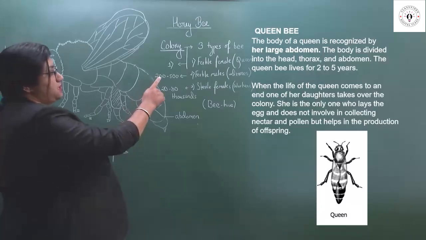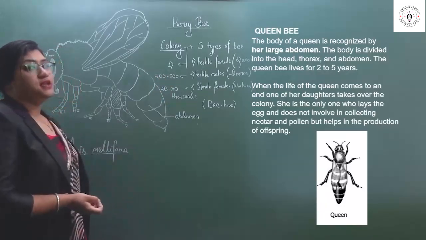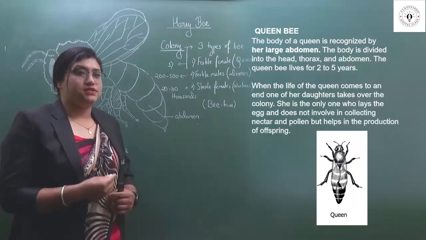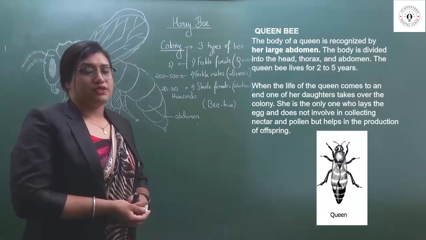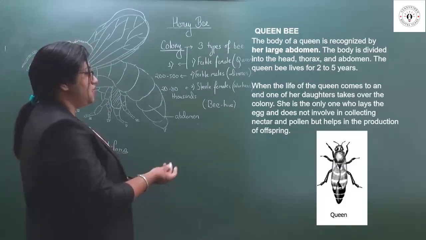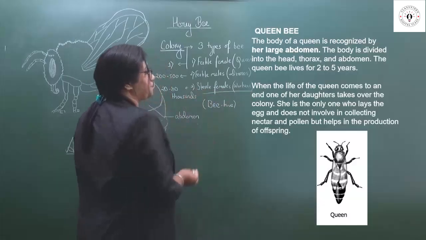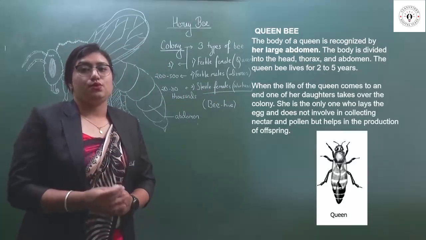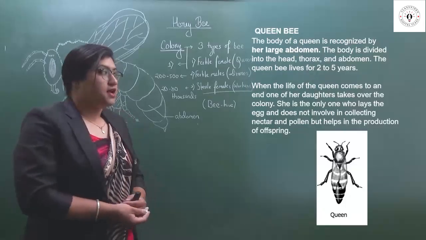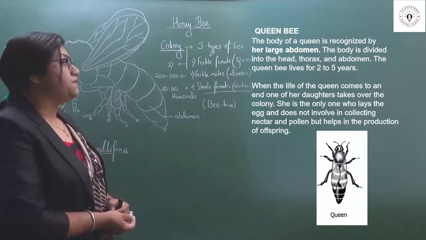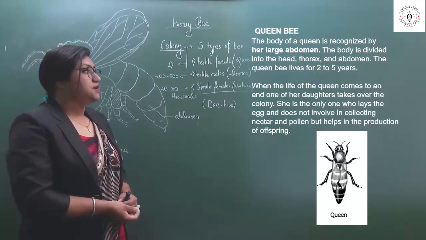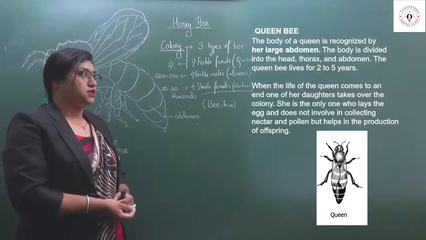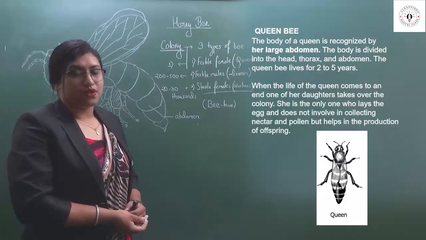Next, since there is only one fertile female, what happens later when the queen dies? In that condition, again the worker bees will choose the next queen for their beehive. Let's go to the screen. When the life of the queen comes to an end, one of her daughters takes over the colony.